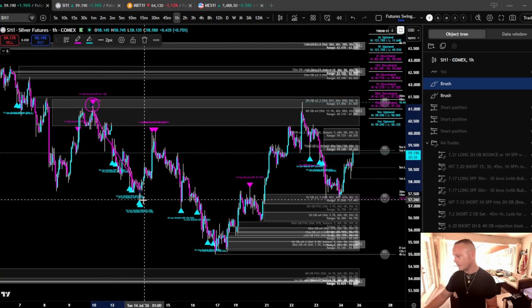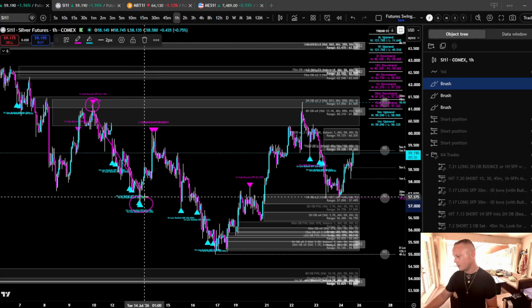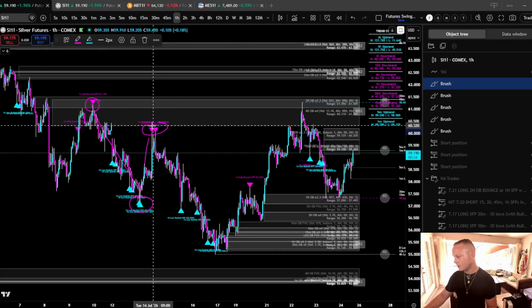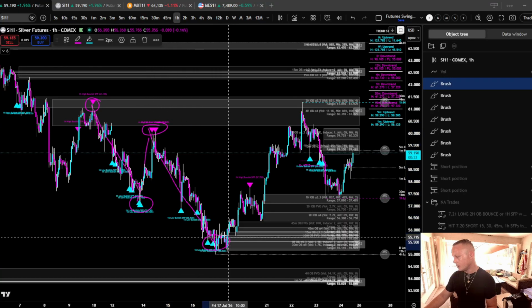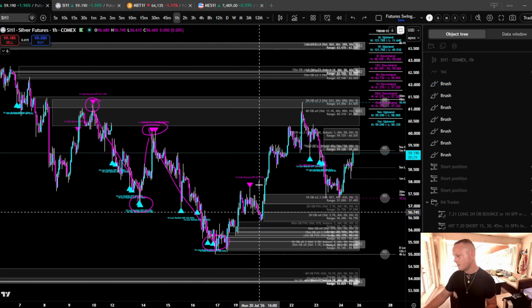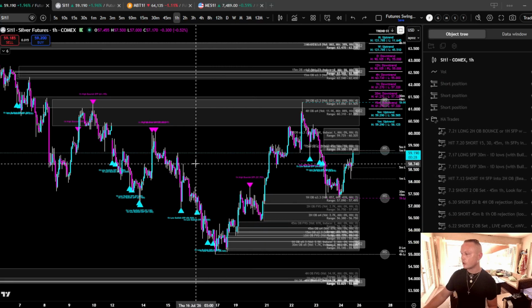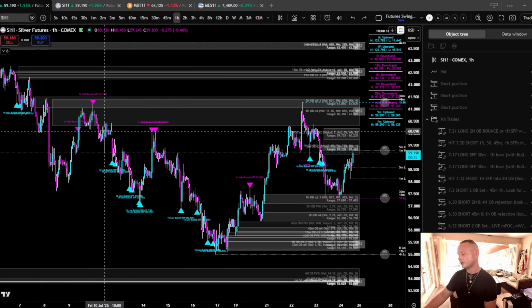Massive, massive push down. Then look what happened. You got double swing failure patterns at the bottom, pushed up, double swing failure patterns at the top, pushed down, double swing failure patterns at the bottom, pushed back up, okay? So this is why you're gonna get really, really good entry and exit criteria.